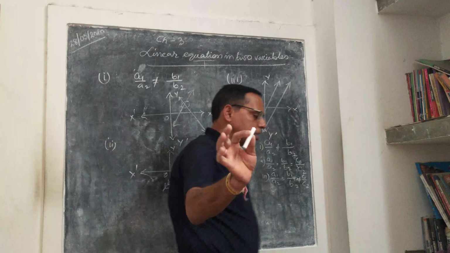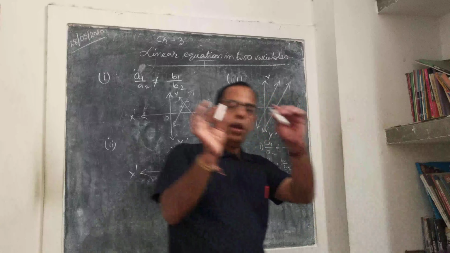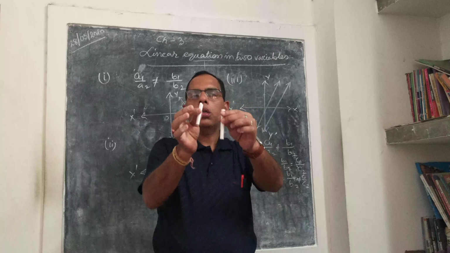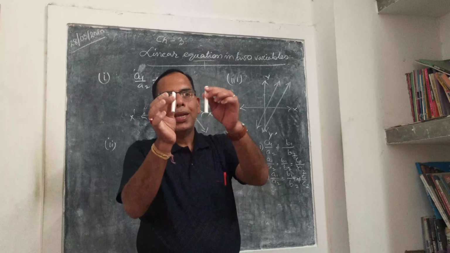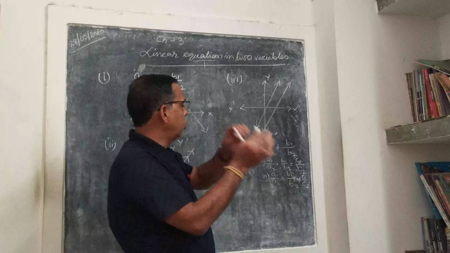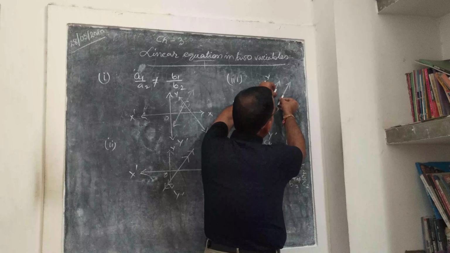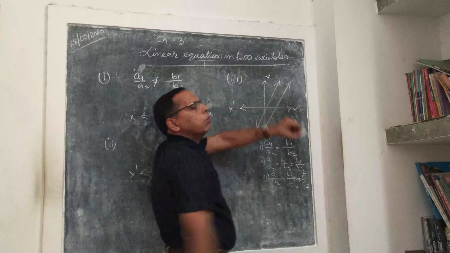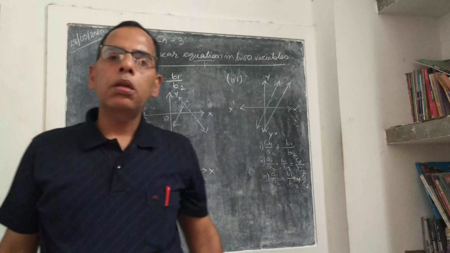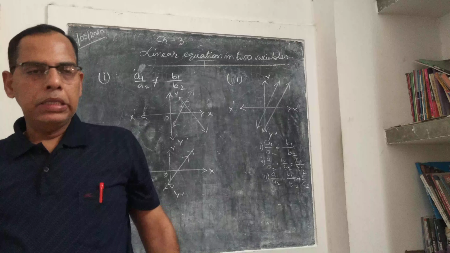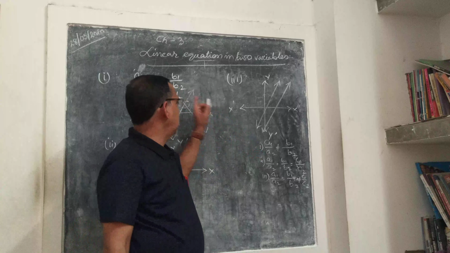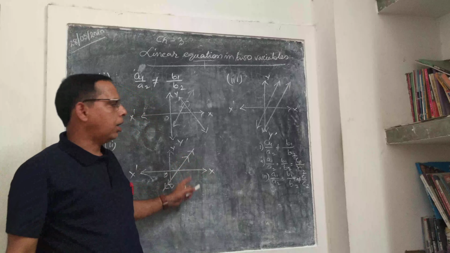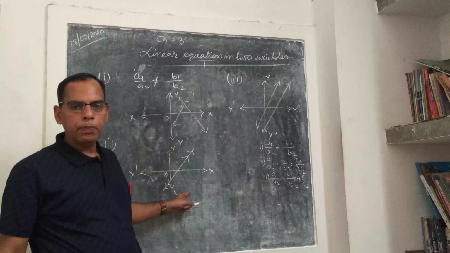That means if this is one line, this is another line. If their values are not the same, and they do not have a unique solution but rather no solution, then these two lines will be parallel lines. So no solution means parallel lines. Unique solution means intersecting lines. Infinite solution means overlapping lines. Is it clear, my dear children?